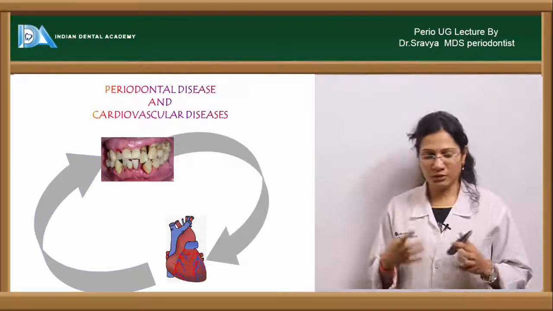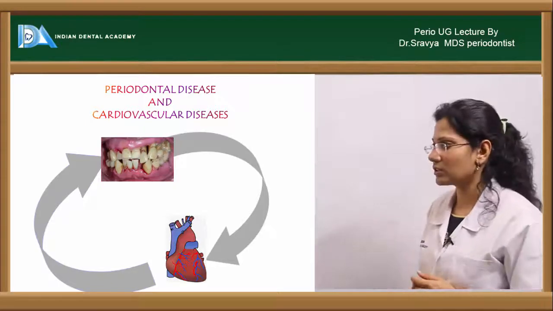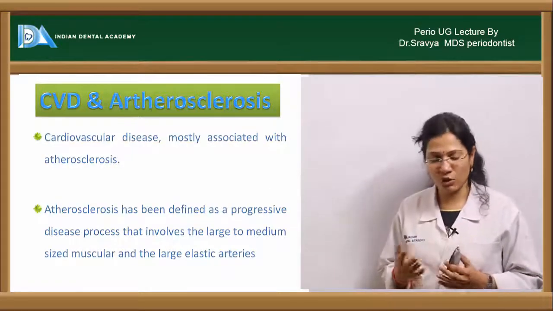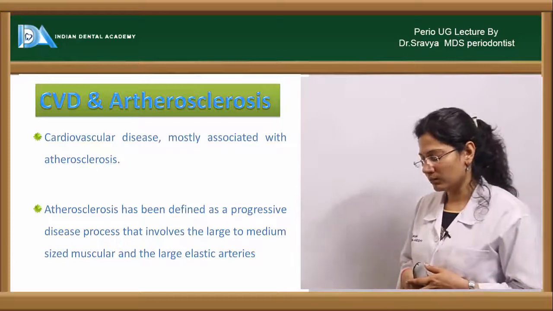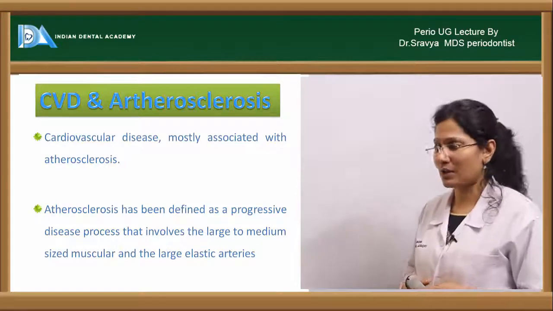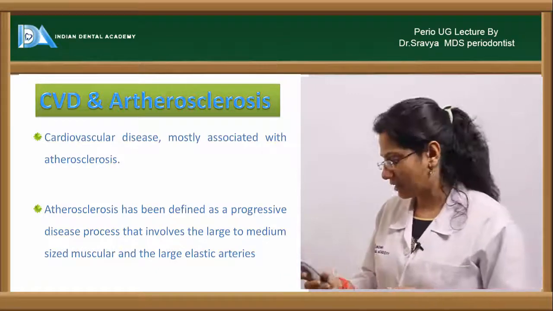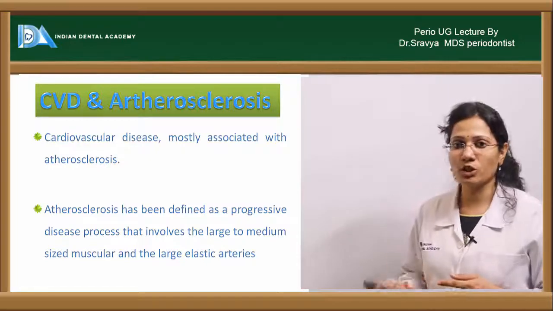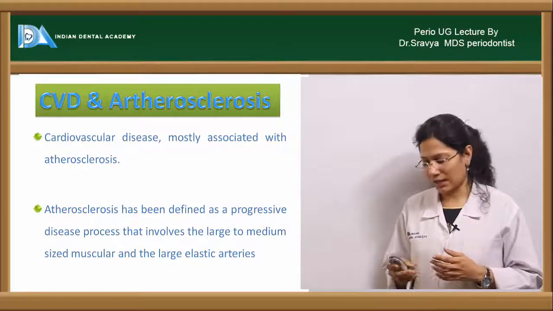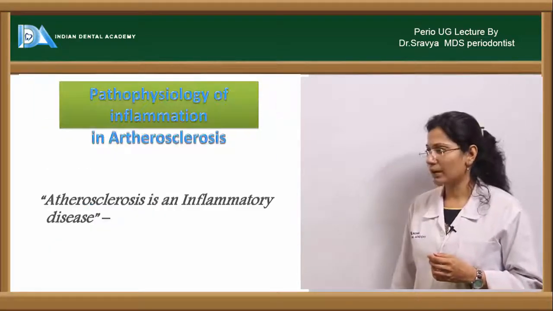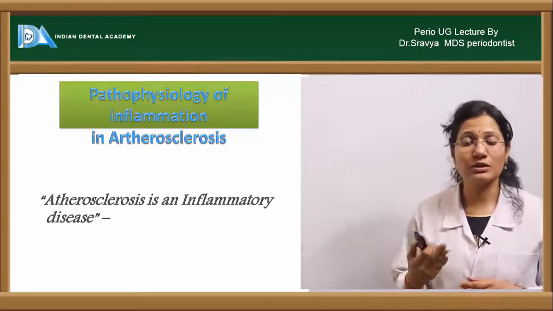And then first let's talk about the relationship of periodontal disease and cardiovascular diseases. Of the cardiovascular diseases, atherosclerosis is one of the most predominant diseases associated with the cardiovascular system. It is a progressive disease that involves the large and medium-sized muscular and large elastic arteries. Basically, a plaque forms within the arteries, which blocks the arterial lumen and leads to difficulty of inflow of blood. Atherosclerosis is again an inflammatory disease.